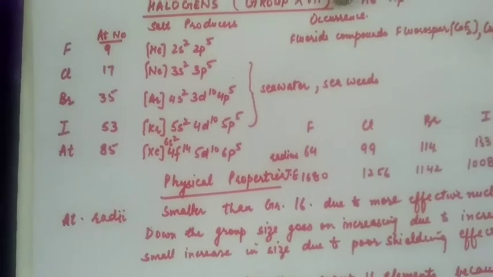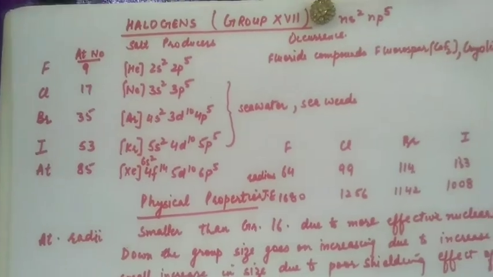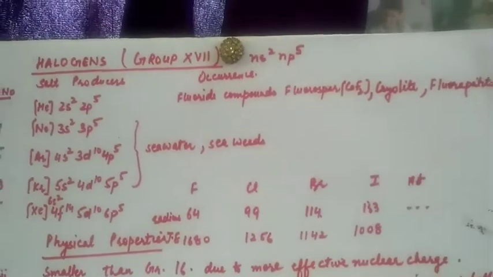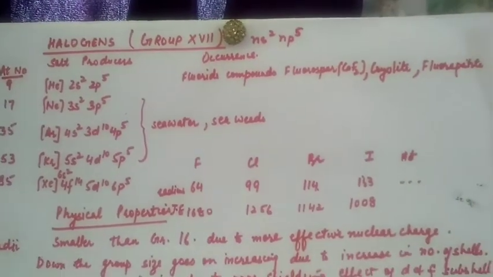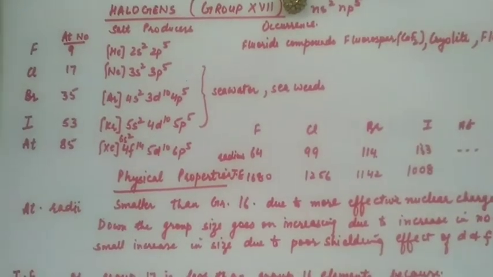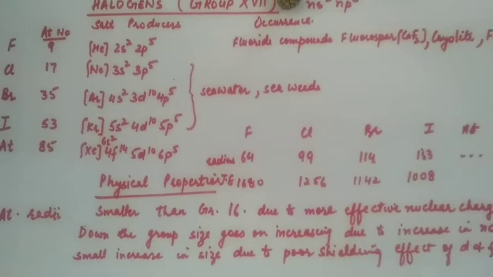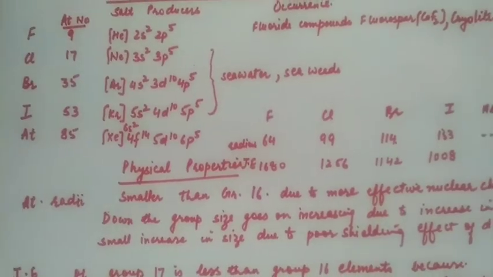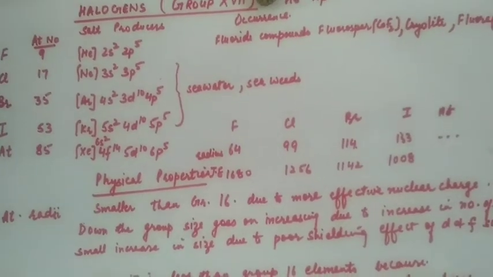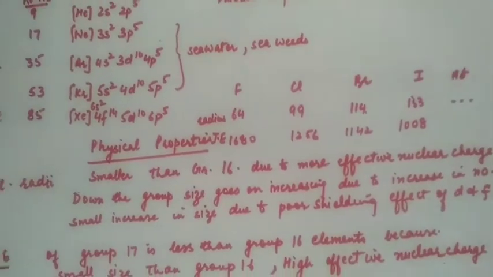The atomic number of fluorine is 9 and its electronic configuration is helium 2s2 2p5. So halogens have the general electronic configuration ns2 np5. They have 7 electrons in their outermost shell. Chlorine: neon 3s2 3p5. Bromine: argon 4s2 3d10 4p5. Iodine, 53: krypton 5s2 4d10 5p5. And astatine, 85: xenon 6s2 4f14 5d10 and 6p5.